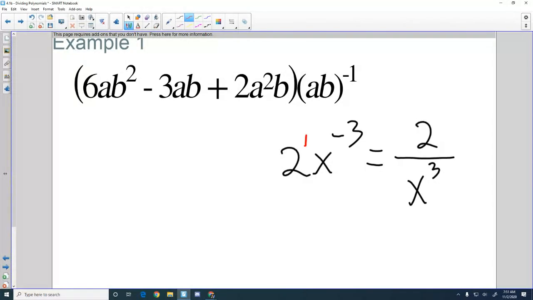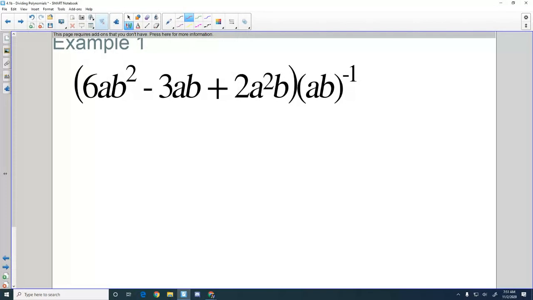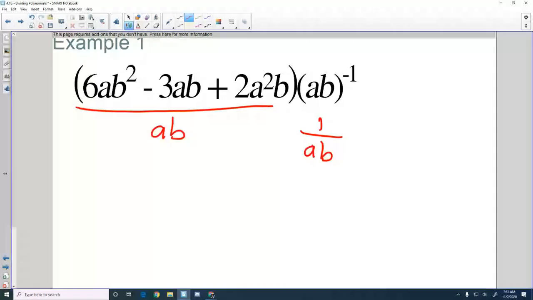And so looking at this ab to the negative 1, this is really the same thing as saying 1 over ab to the positive 1. In essence, I'm just telling you to divide, right? Because if I put this whole thing over ab, that's all that negative 1 is doing. This is like 1 over ab to the positive 1, which is just 1 over ab. So we're just dividing by ab. Everyone go ahead and divide each of those terms by ab.